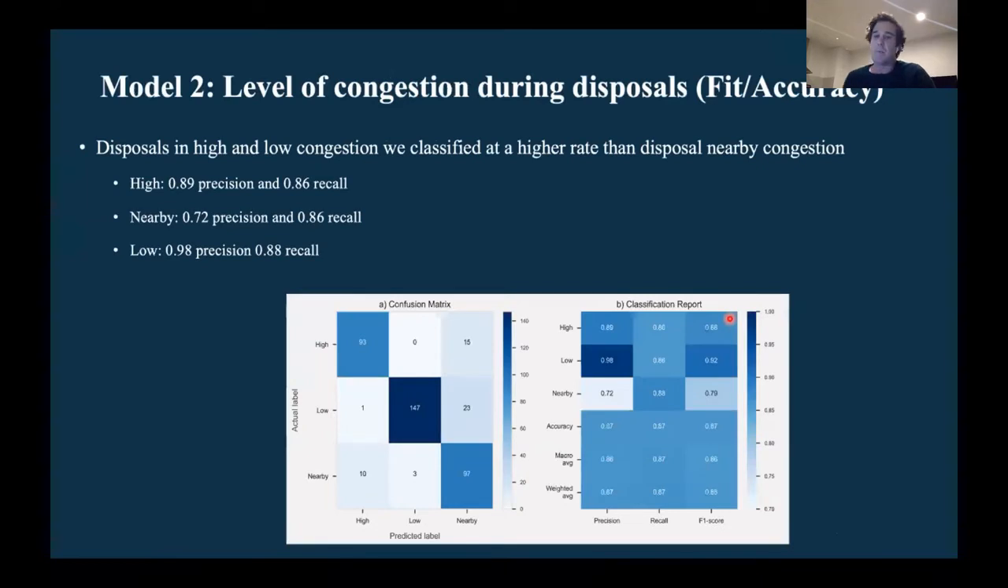So we assessed the model performance with the confusion matrix here. The model was significantly better at classifying disposals within high and low congestion, and then it sort of fell down a little bit on nearby congestion. You can see here, the model predicts sort of evenly split with nearby. That is, it was classifying it within low and high congestion, which sort of makes sense because disposals aren't in these 3 separate categories. It's probably more continuous, where a disposal could go in high congestion or low congestion, but still overall not too bad.